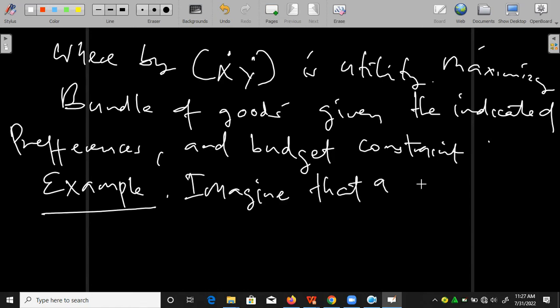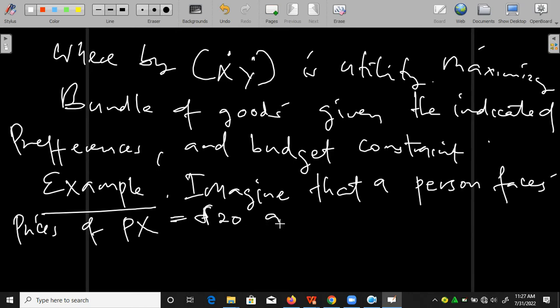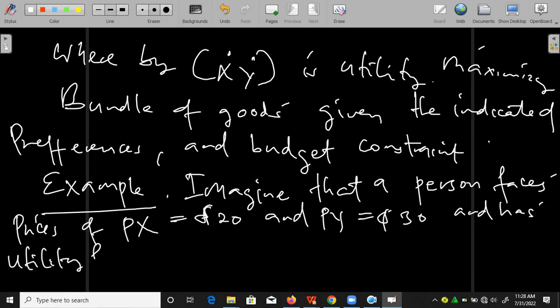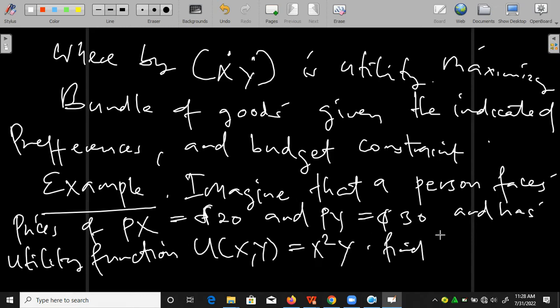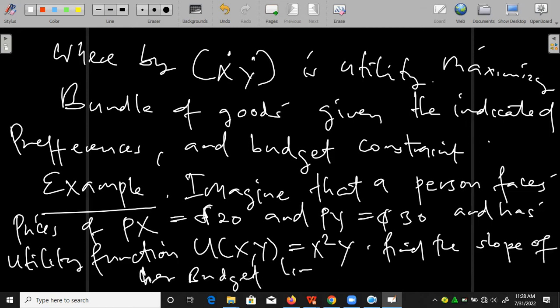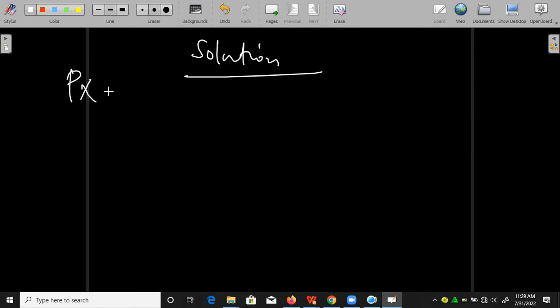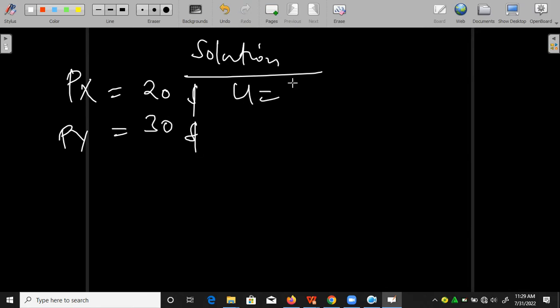For example, let's imagine that a person faces a price of x which is $20 and a price of y which is $30, and has a utility function, that is utility of x comma y, equal to x square times y. So the slope of our budget line would be, now we take the data given: price of x equal to $20, price of y equal to $30, and the utility function of x comma y equal to x square times y.